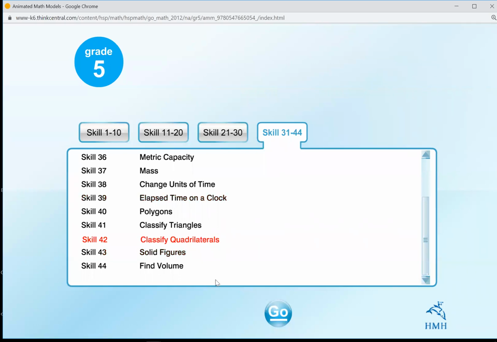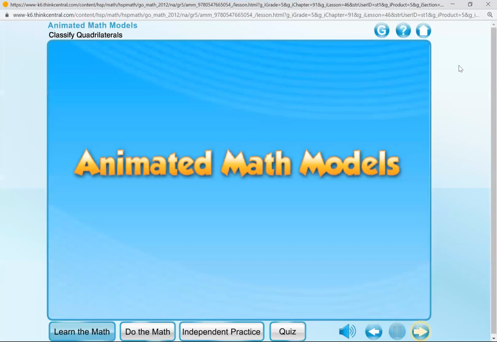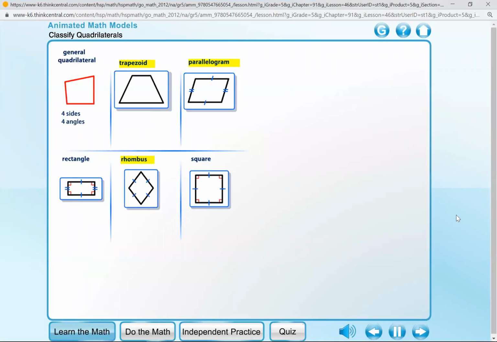Here we are at our animated math model for classifying quadrilaterals. Quadrilaterals are figures with 4 sides. They can be classified based on congruent and parallel sides. Click each figure to see its definition. Okay, so how are we classifying quadrilaterals? We're classifying them by 2 things, by their parallel sides and by congruent sides.